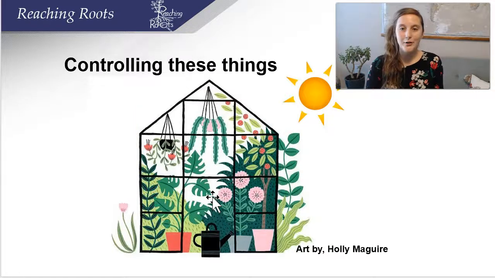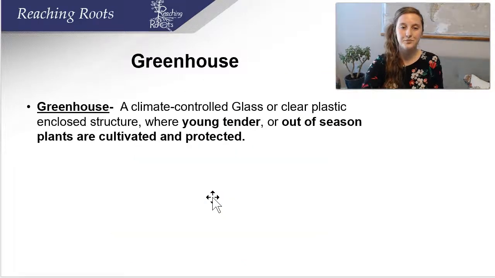So there's a perfect place to be able to control these factors, and that is a greenhouse. We can also control these things in our homes, but there's a limit of how many plants we can have in our homes depending on our situation. So greenhouses are special structures that we use to provide the perfect growing environments for plants so that we can have more productive, beautiful plants.